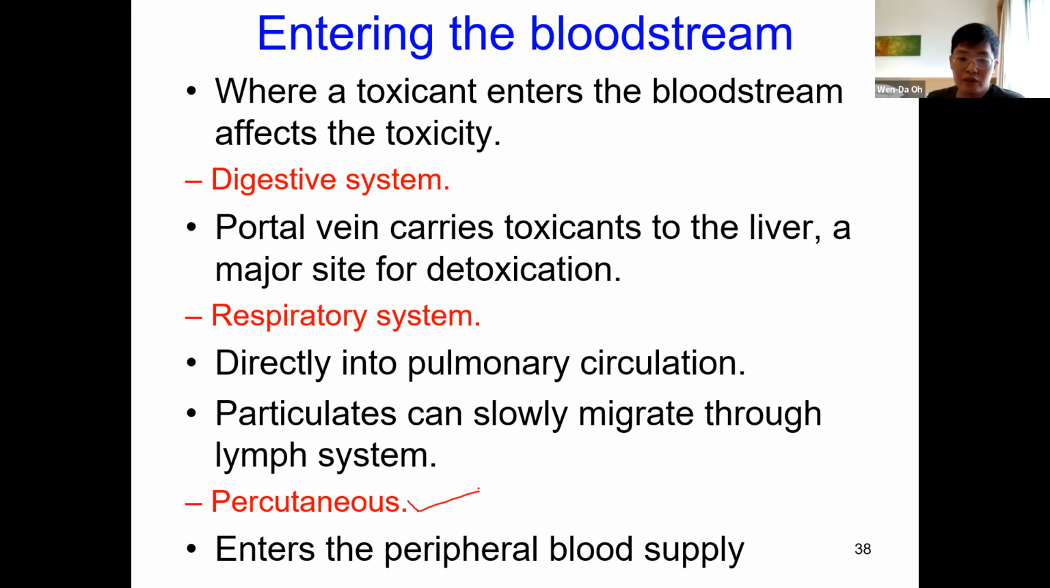Okay, entry through skin means like the nitrogen patch that I mentioned just now. When you have these chemicals entering your skin, it goes directly to your blood supply. So these two, respiratory and skin, are actually less desirable entries. They can cause more toxic effect compared to if the toxicant goes through the digestive system, whereby after going to the digestive system, the first site it goes to is the liver, which is desirable.